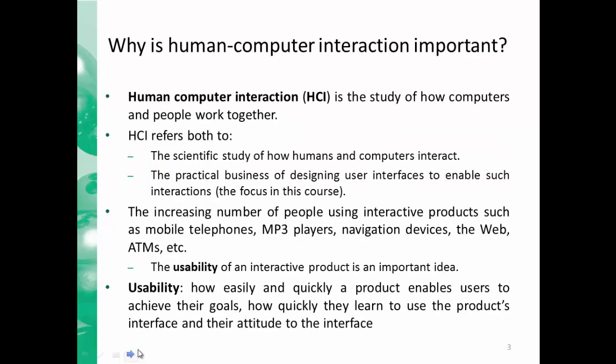Human-computer interaction, HCI, is the study of how computers and people work together, how computers and people interact. So it has two sides: the scientific study of how human and computer interact, and the practical business of designing the user interface.